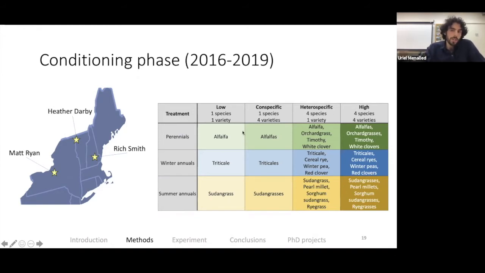And so one important note that I just wanna point out now, because it's gonna affect my interpretation of the results, is that notice that the treatments are all based in a crop. So the perennials are all based in alfalfa. So in the low and conspecific treatment, you only have alfalfa, whereas in the hetero and high specific treatments, you have alfalfa and the introduction of perennial grasses. And the same goes with triticale, and sorghum Sudan grass in the winter and summer annuals. Okay.